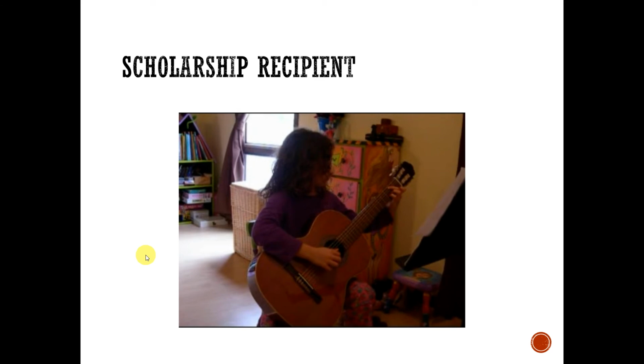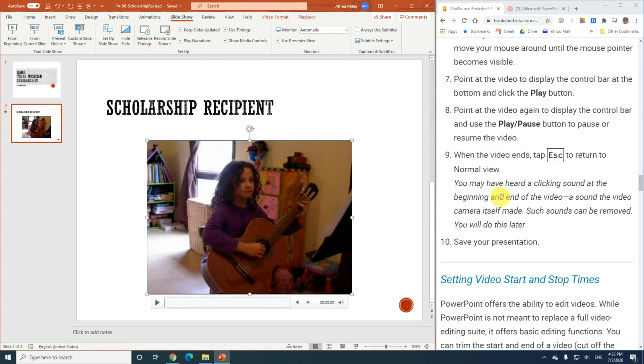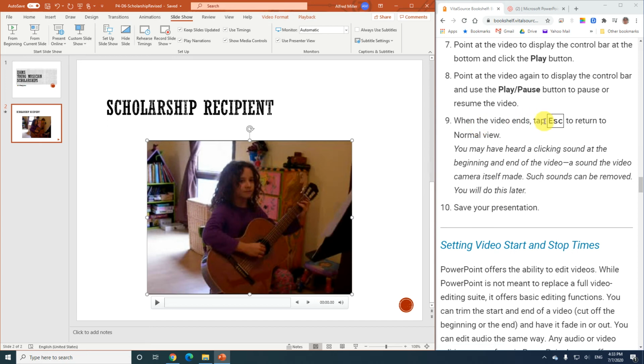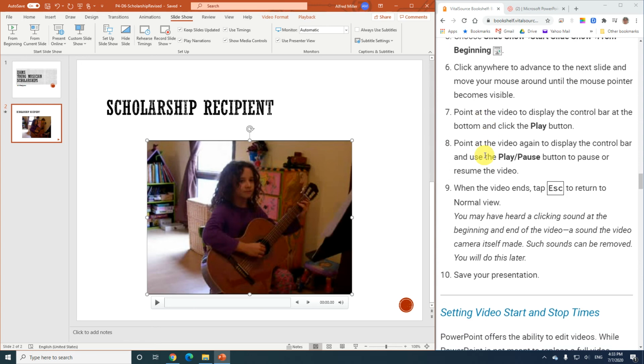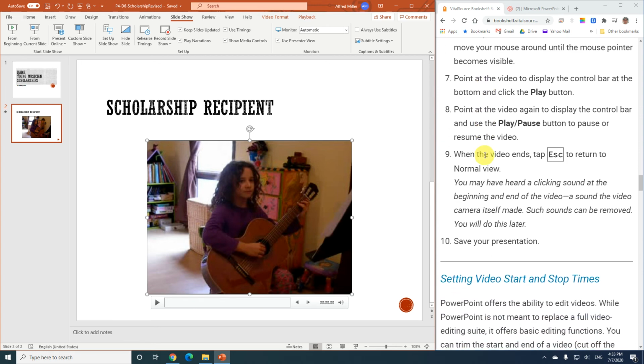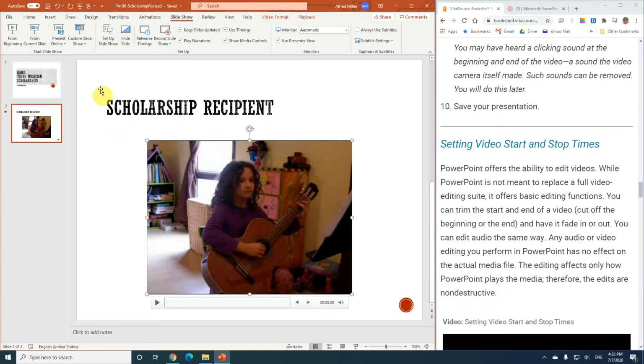I'm going to press escape to end the show. And so I did steps 6 and 7. And then step 8, point to the video again to show the control bar. So here's the control bar. See this control bar? When the video ends, tap escape to return to normal view. Let me make sure I did that. Click anywhere to advance to the next slide. Click the video. Click the video again. Okay, so that's all while you're playing. So I'm going to save my changes, and we're going to continue on in the chapter here in just a moment.